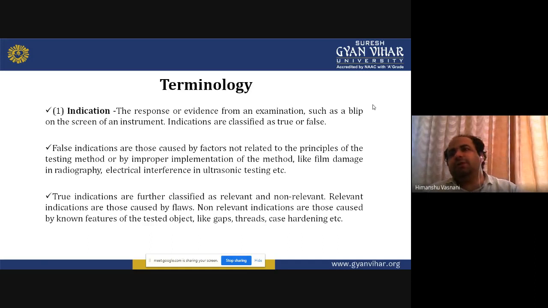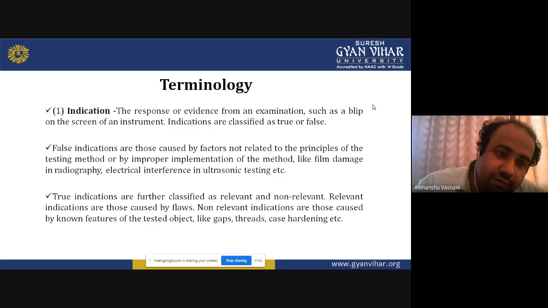Okay, so nowadays they have applied an automatic system. That is, if the temperature goes above a limit, the coolant will automatically switch on. That is okay. But I am telling you about a small example of why the word indication holds importance.